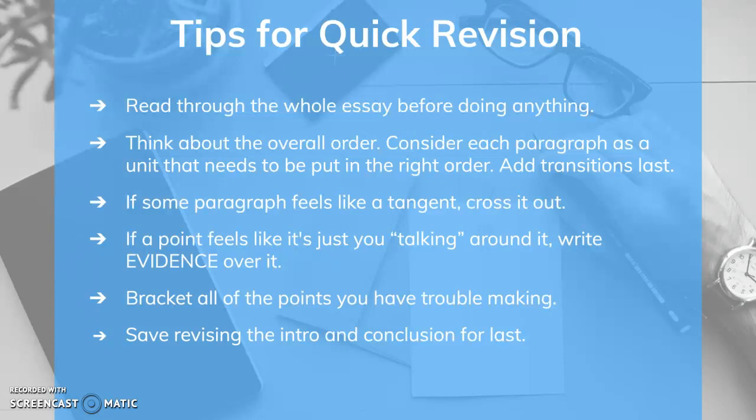Firstly, don't try to edit as you go along. Read through the whole essay one time before touching anything. Then think about the overall order of your points. Add transitions between paragraphs after you've determined the right order for each paragraph. And if you come across a paragraph that feels like a tangent, cross it out. Or a paragraph where you're just talking and you're not incorporating your evidence, make a note that you need to incorporate some evidence in there. And if you're really having a hard time making a point, just put a bracket around it. It might be something that you can consider cutting.